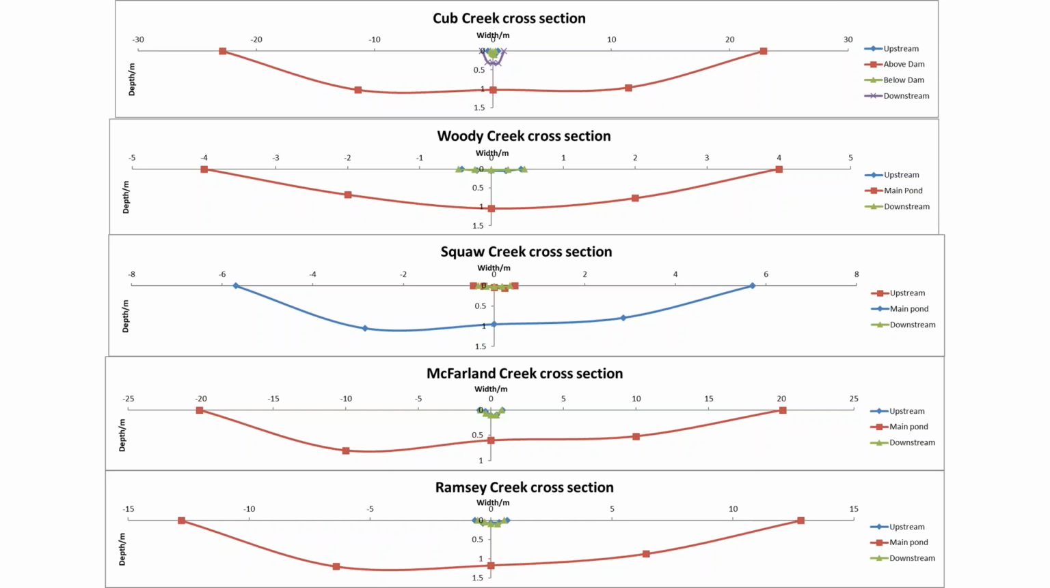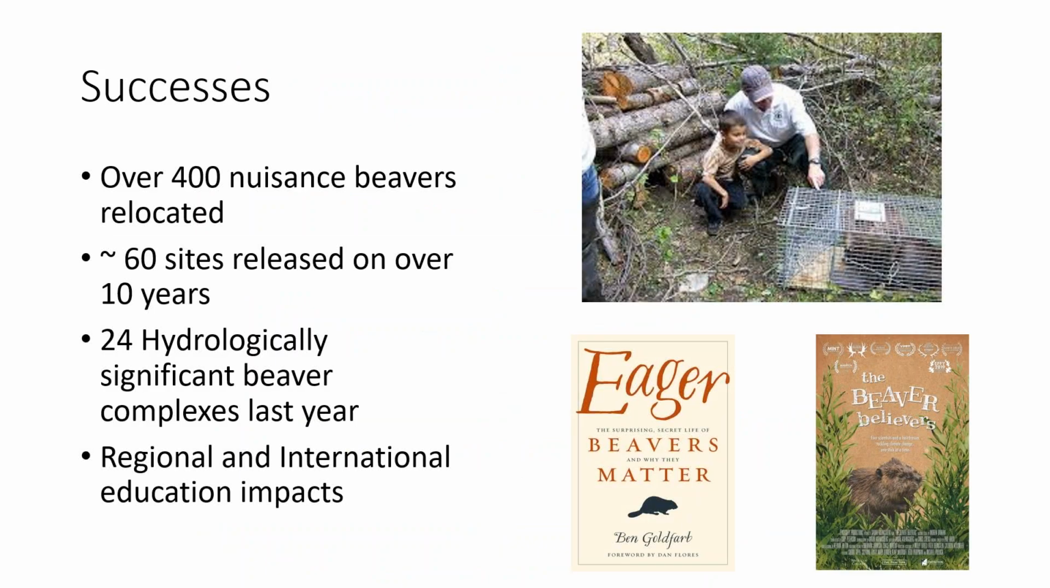So they vary a ton. Your cross-section with the beaver pond is really wide. Without the beaver pond, upstream and downstream, you have this really narrow incised channel at almost every site that we have. So, to give you an example of what beavers are doing out there.